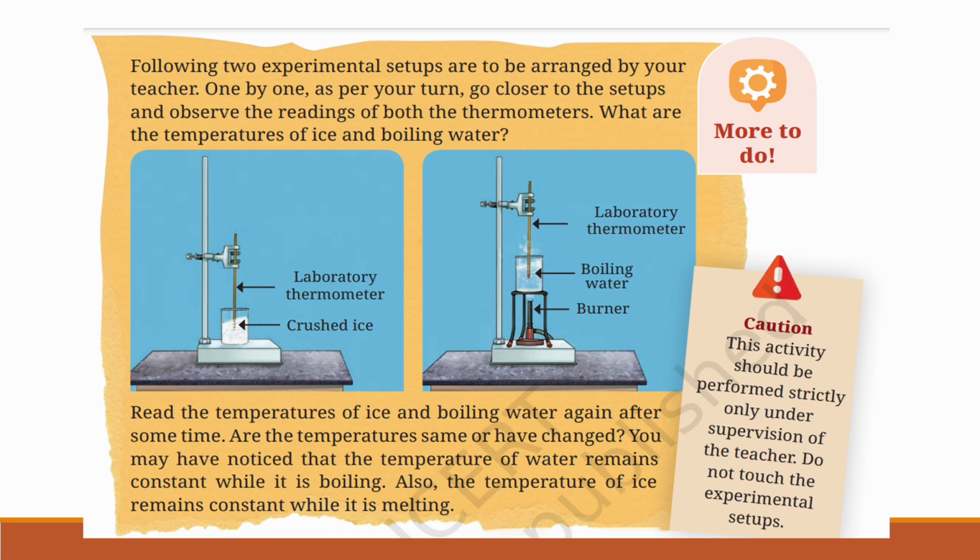The following two experimental setups are to be arranged by your teacher. One by one, as per your turn, go closer to the setups and observe the readings of both the thermometers. What are the temperatures of ice and boiling water? See, there are two experimental setups here. In the first figure, there is a laboratory thermometer and some crushed ice. In the second figure, there is a laboratory thermometer, and in the beaker, boiling water. You can also see the burner here.